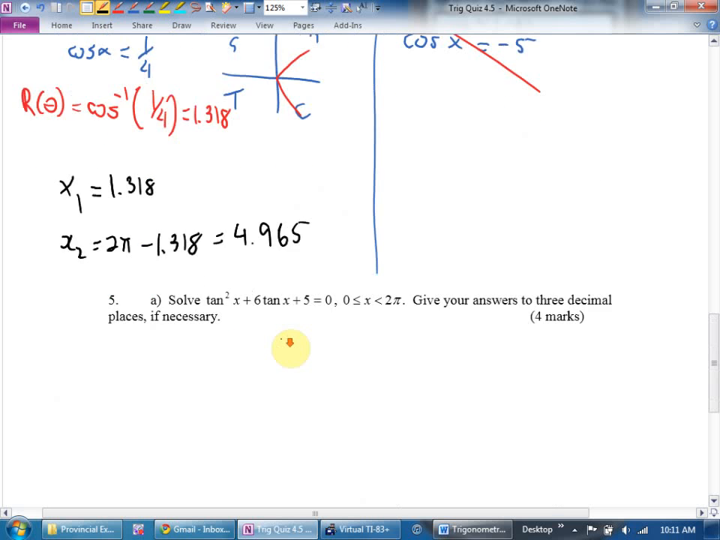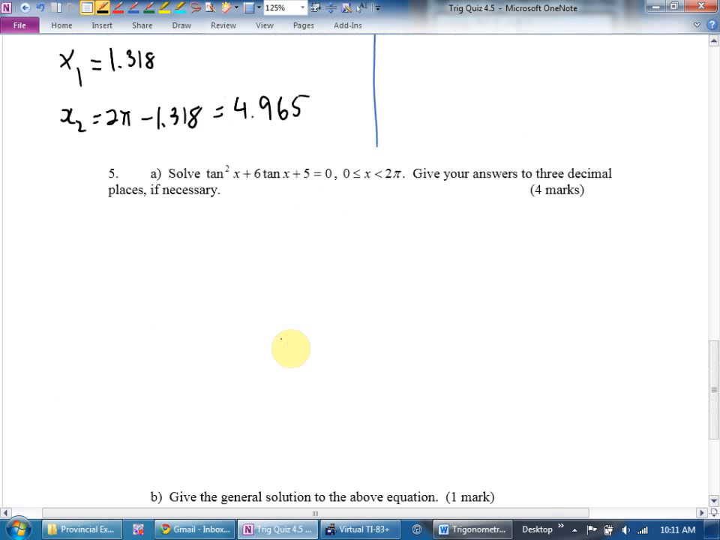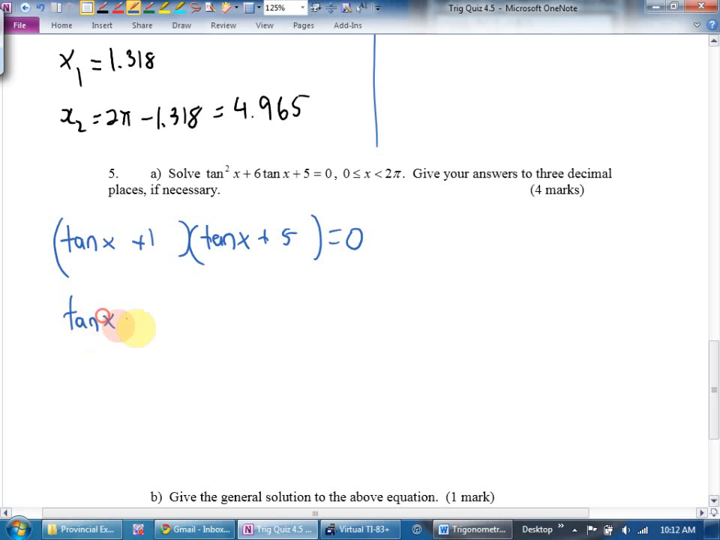Number 5. Solve tan x. Numbers that multiply to 5 and add to 6. Oh, plus 5 plus 1. So tan plus 1, tan plus 5. So I get tan x equals negative 1. And tan x equals negative 5.